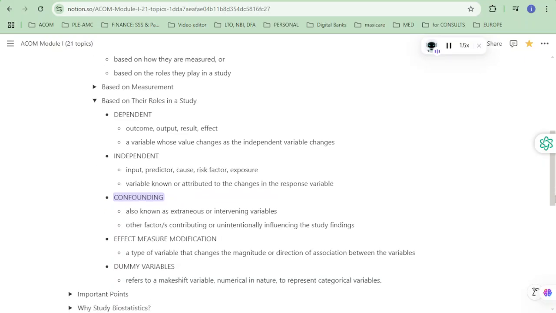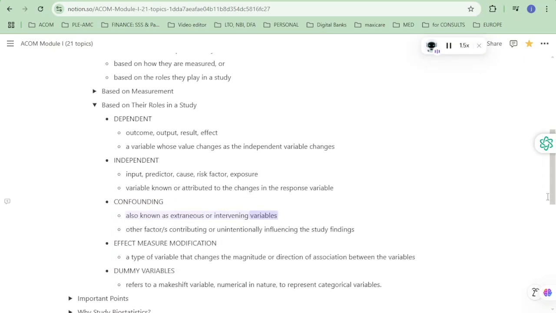Confounding. Also known as extraneous or intervening variables. Other factors contributing or unintentionally influencing the study findings. Effect measure modification. A type of variable that changes the magnitude or direction of association between the variables. Dummy variables refers to a makeshift variable, numerical in nature, to represent categorical variables.